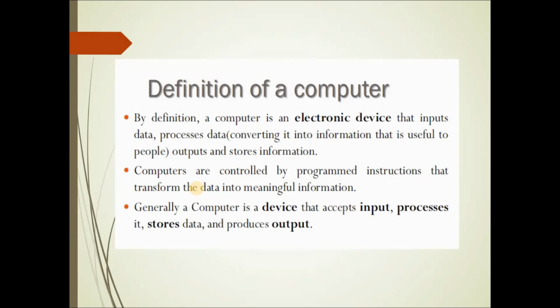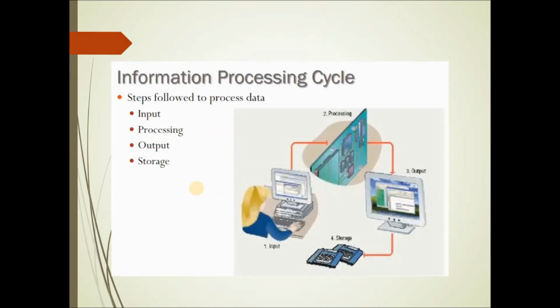Generally a computer is a device that accepts input, processes it, stores data, and produces output, right? Now see, the information processing cycle. How does a computer process the information? Steps followed to process data: input. What we give as instruction to the system is the input, and it processes your inputted data, it stores your inputs. After that it will process your stored information. After that it will give the user defined output. Then storage is also there to store the processed information, right?